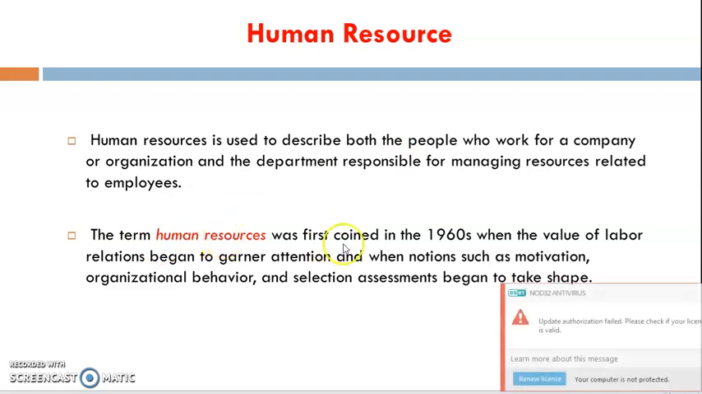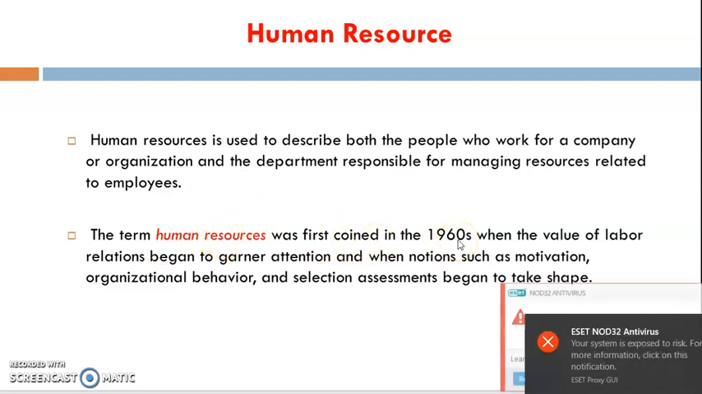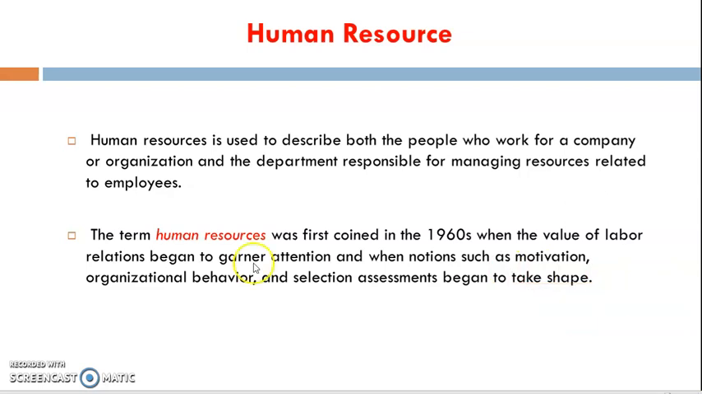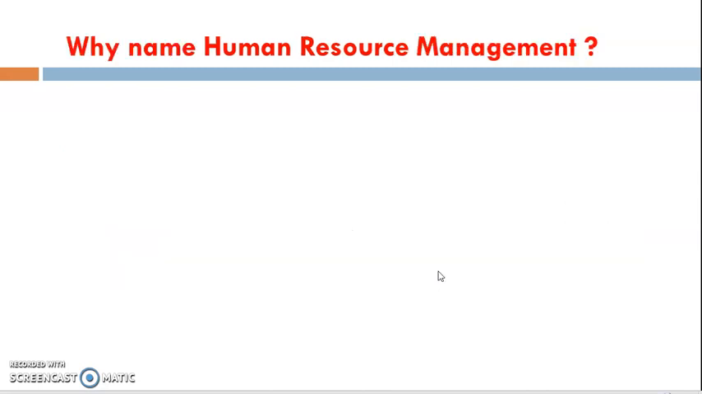Now the term human resources was first coined in the 1960s, when the value of labor relations began to garner attention, and when notions such as motivation, organizational behavior, and selection assessment began to take shape. So it is not a very recent concept, but something which people thought of in the 1960s, when people started talking about labor relations and concepts such as motivation, organizational behavior, the expected behavior from the employees, or selection assessment, all of that.